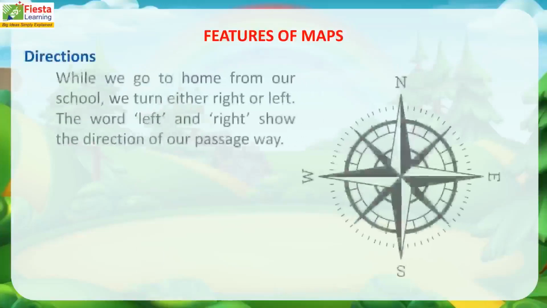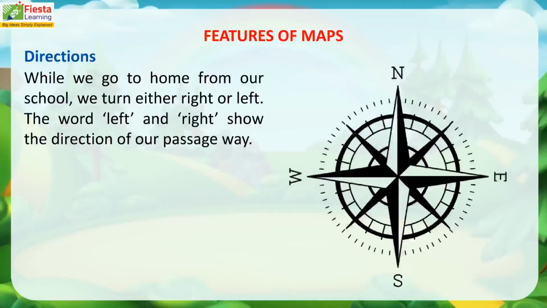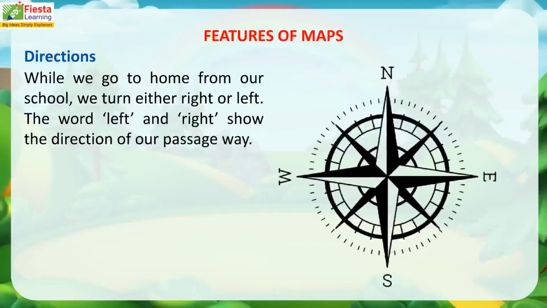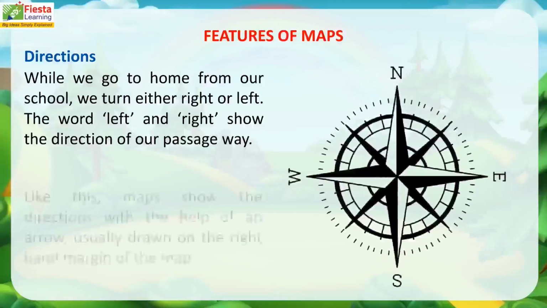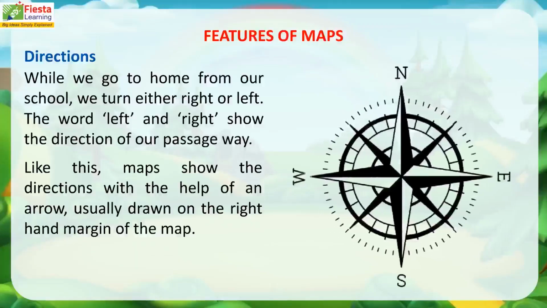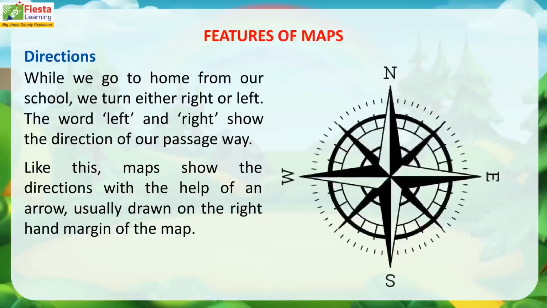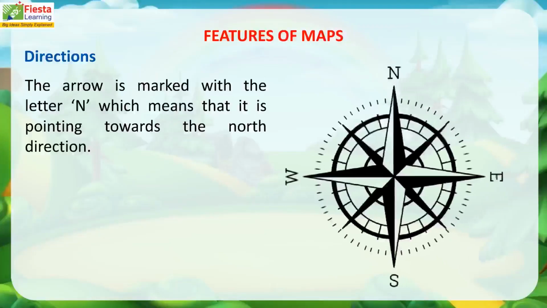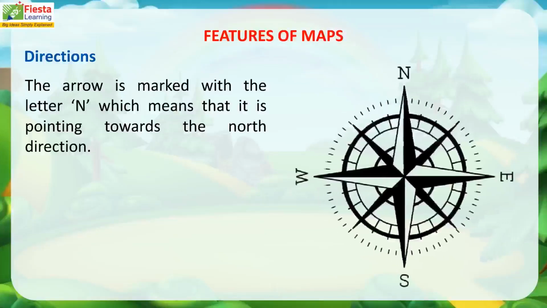Directions. While we go home from our school, we turn either right or left. The words left and right show the direction of our passageway. Like this, maps show the directions with the help of an arrow, usually drawn on the right-hand margin of the map. The arrow is marked with the letter N, which means that it is pointing towards the north direction.